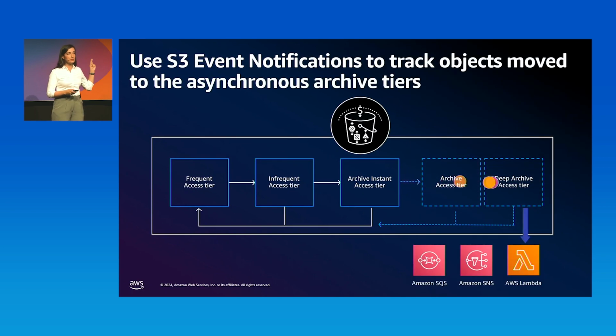Another cool thing about the last two asynchronous tiers is that you can monitor the data movement in these tiers using event notifications. So for example, you can configure an event notification to track when an object moves to the deep archive access tier within Intelligent-Tiering, which means that your application will already know that this data might not be immediately accessible. It can take several hours. So you can fine-tune your applications accordingly.